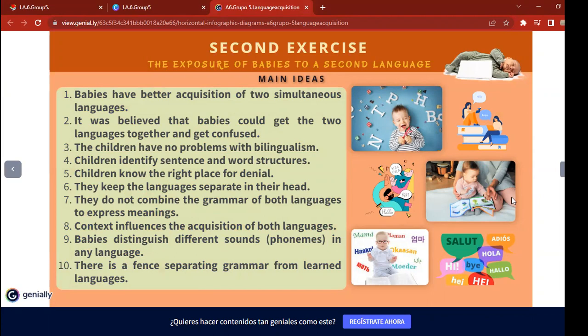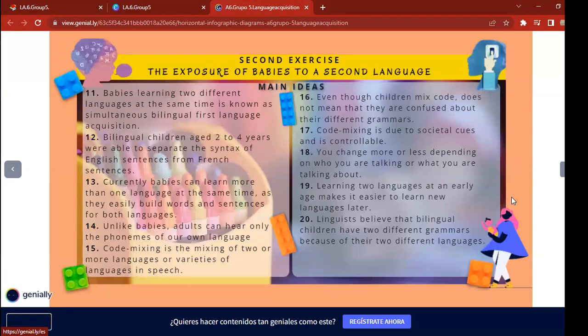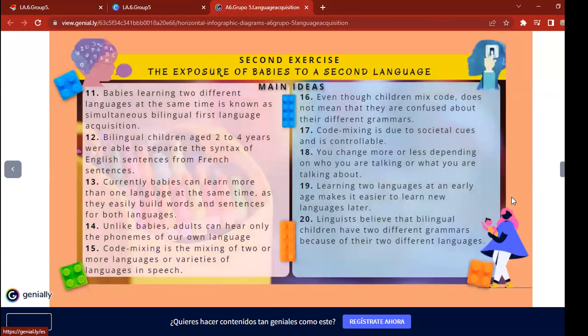Number 7. They do not combine the grammar of both languages to express meanings. Number 8. Context influences the acquisition of both languages. Number 9. Babies distinguish different sound phonemes in any language. Number 10. There is a separating of grammar from the learned language. Number 11. Babies learning two different languages at the same time is known as simultaneous bilingual first language acquisition.